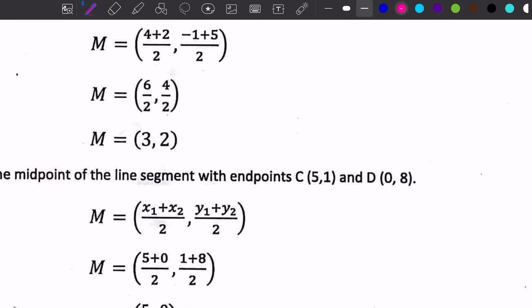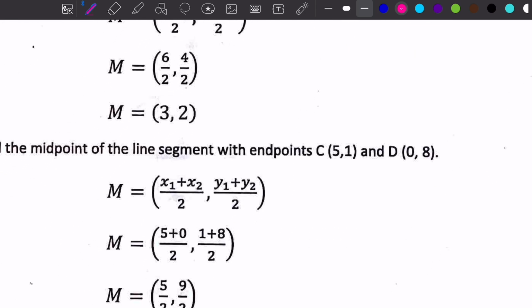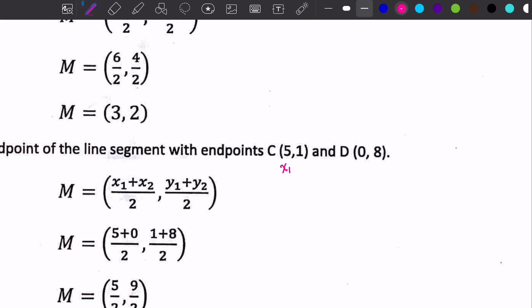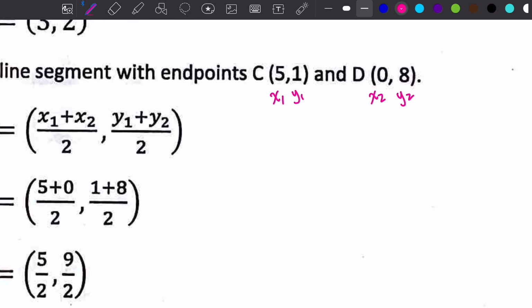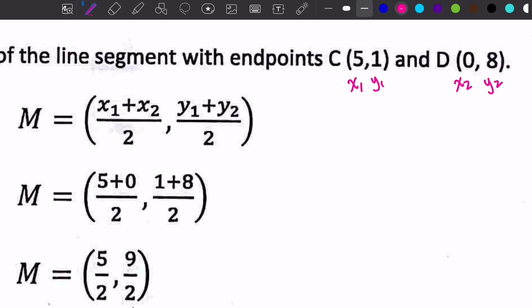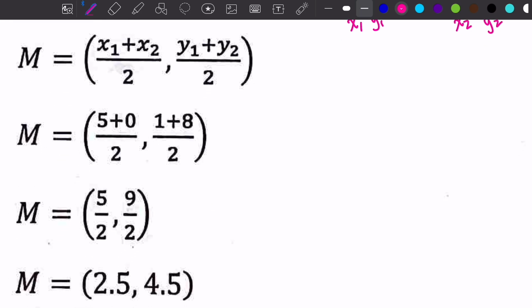And that's it. Same thing with this one, where they gave us C and D. This is my x1, this is my y1, this is my x2 and y2. And you see, if I add my x's together, I get 5 over 2. And if I add my y's together, I end up getting 9 over 2. You could leave it like this in fraction form. That's fine, because it's not a whole number. Or you could write it as a decimal. Either one's okay with me. I have no preference whatsoever.